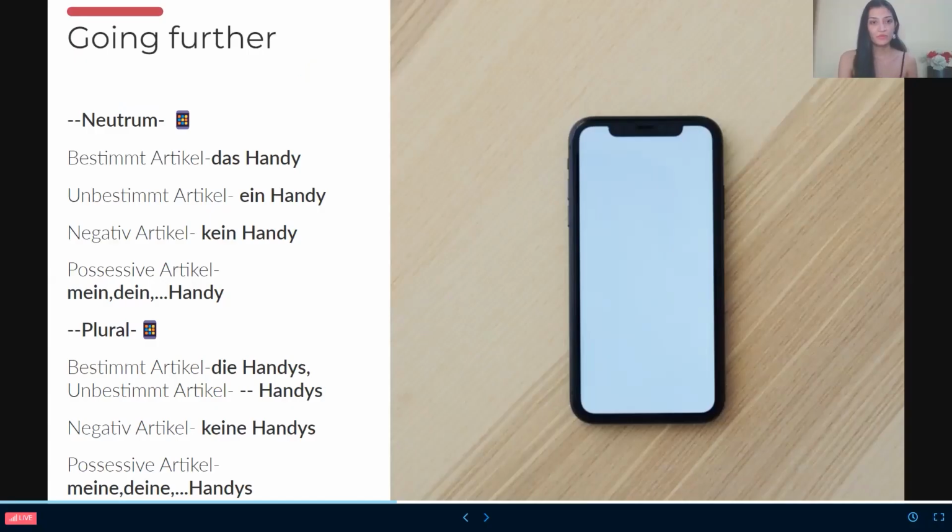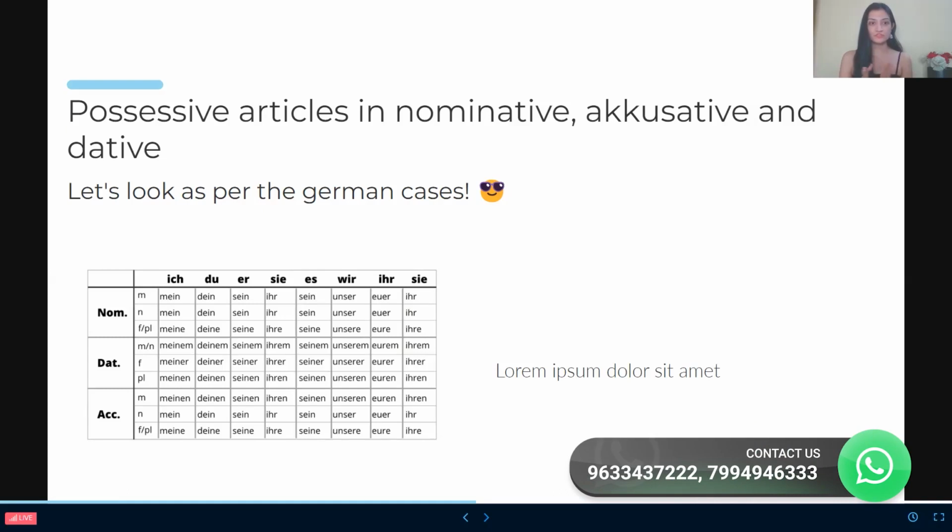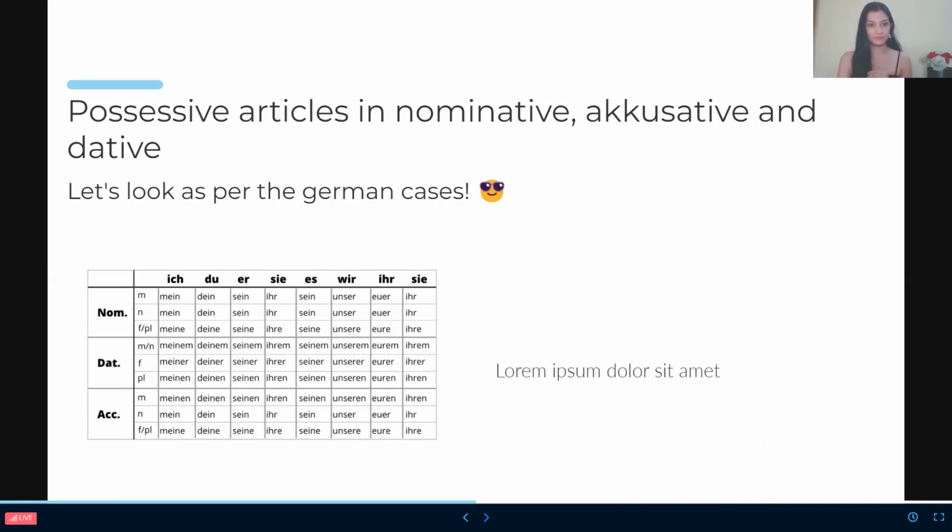So people, that's all we have done. So now coming to the cases. Now when we come to the cases, possessive articles in nominative, accusative, and dative. So people, let's look as per the German case. And this is how we do. As you already see, nominative, dative, and accusative.